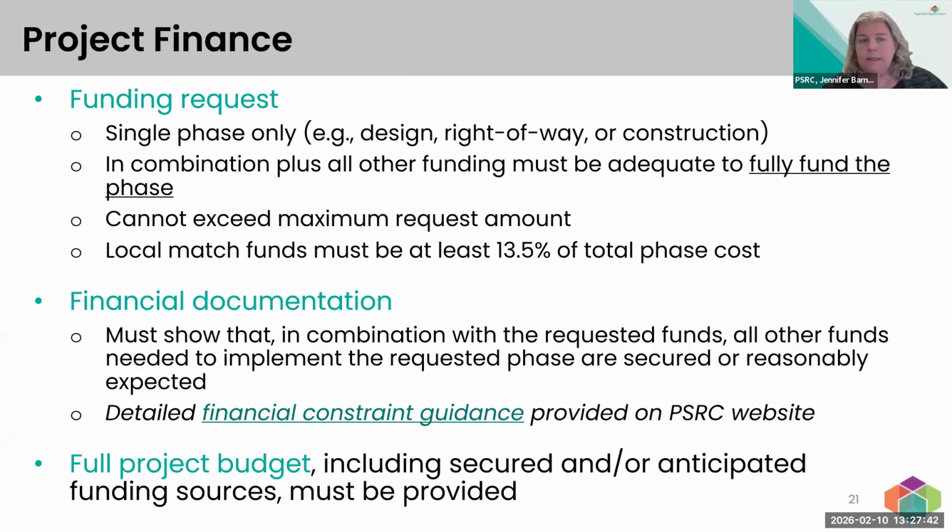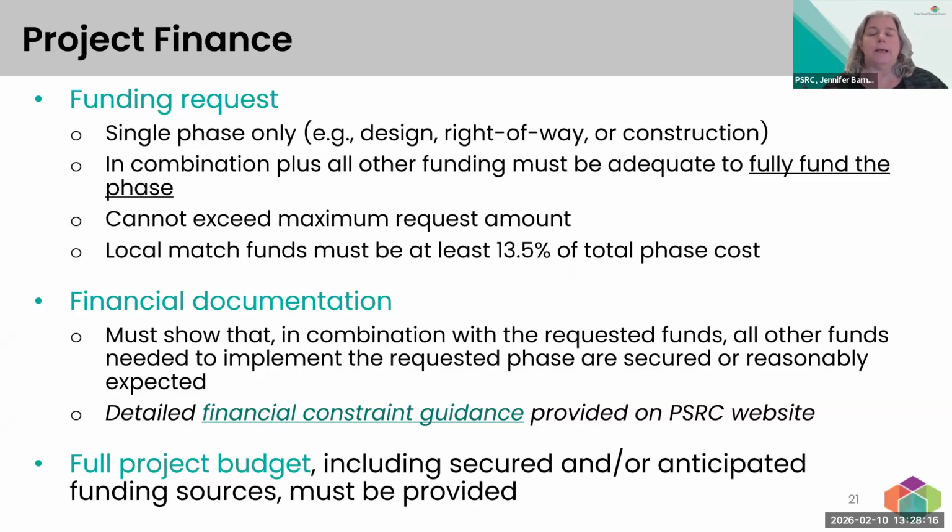And this is the last piece of the screening form, but this is the financial information that we review. So just going through the funding request, there's only one phase that can be requested. Whatever phase is being requested, the amount being requested for TAP funds, in combination with all other identified funding, is adequate to fully fund the phase. We cannot partially program an awarded phase in the TIP.